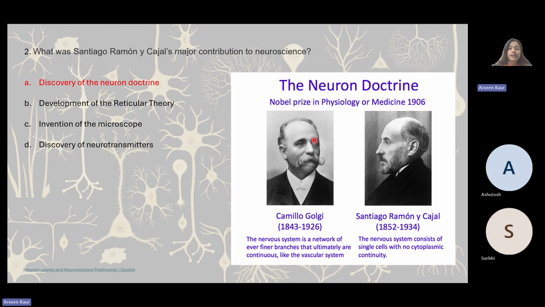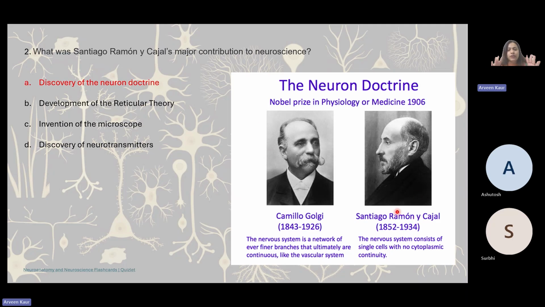So, in fact, as you can see, both of them gave contradicting opinions, right? One said that it is a continuous network in the brain. The other said that it is not a continuous network. It is a network, but it has breaks in between, and the network is made up of single cells rather than one single cell forming the entire network, right? Unlike what Camillo Golgi said.